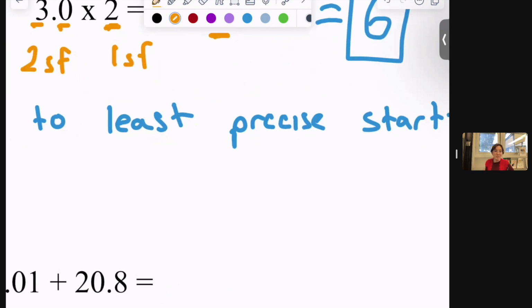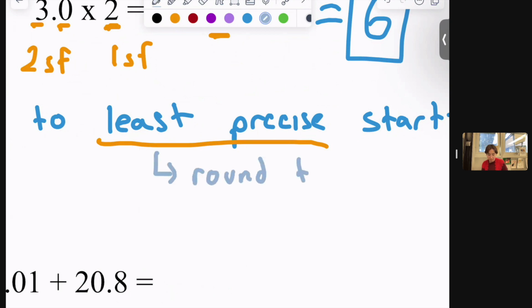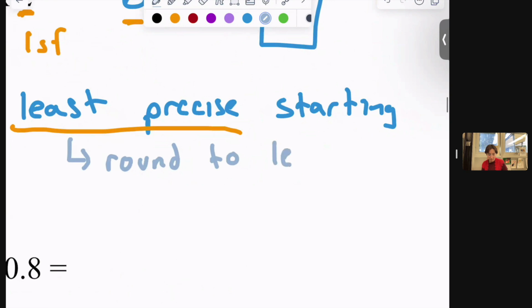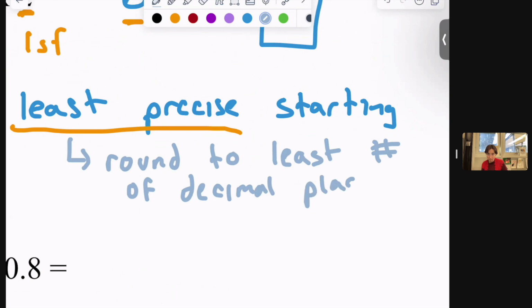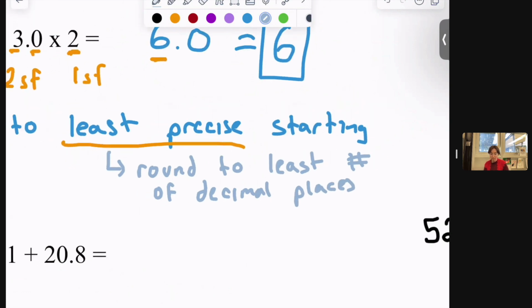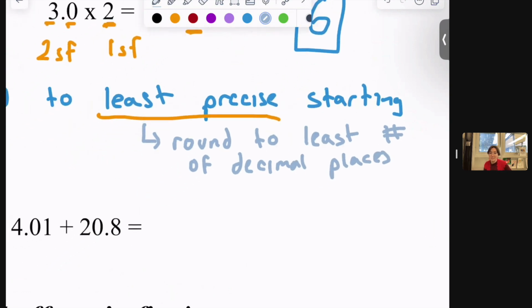I know that sounds like almost the exact same thing. It is very similar. It's slightly different though, so it's important to know the difference. What I mean by least precise in this case is that you want to round to least number of decimal places. Okay, so very similar, not quite the same thing though.